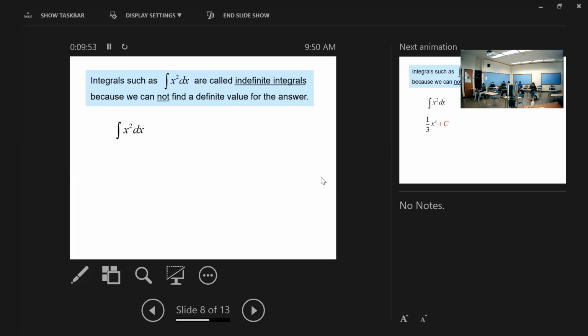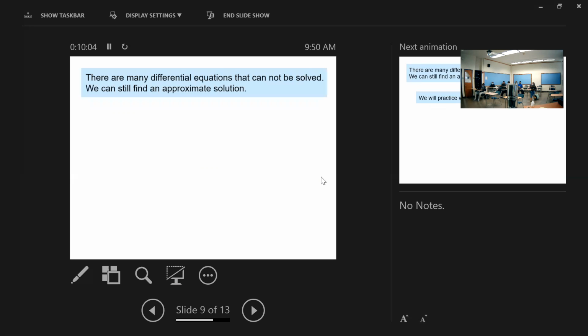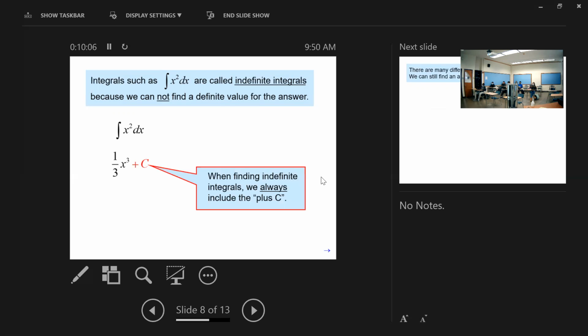If you just had this problem and there's no limits, that's indefinite integration, and your answer would have to include the plus c. Okay? If you do this problem in May, and you omit the c, you get errors. So what's the point? It doesn't matter if it's definite or indefinite. You should put the c there. Because it doesn't hurt you for definite integration, because the c would subtract to 0. But if you omit it and it's indefinite, you will not get full credit.